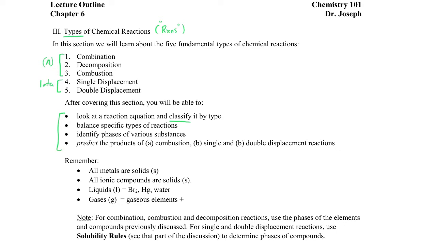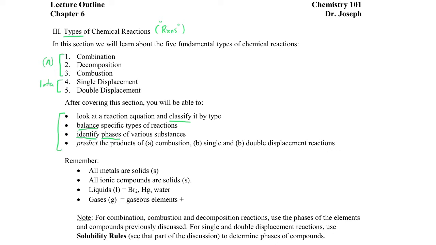Also, of course, you should be able to balance the various types of reactions. Some types, as you will see, have their own unique style and little tricks that we use when we're balancing them. You should also be able to identify the phases of various substances. So I'll show you some tips down below, but for example, you'll note that most metals are solids, and we're going to assume that ionic compounds are solids as well, and you'll learn about the different types of gases and liquids and that sort of thing.